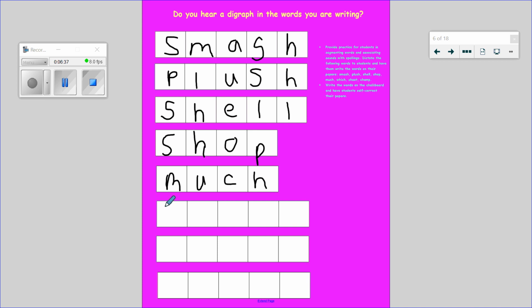Our next word is which. Like, which way do you want to go? So the ch is at the end of the word, so that digraph is a final digraph. Our next word is chest. Chest. Ch.